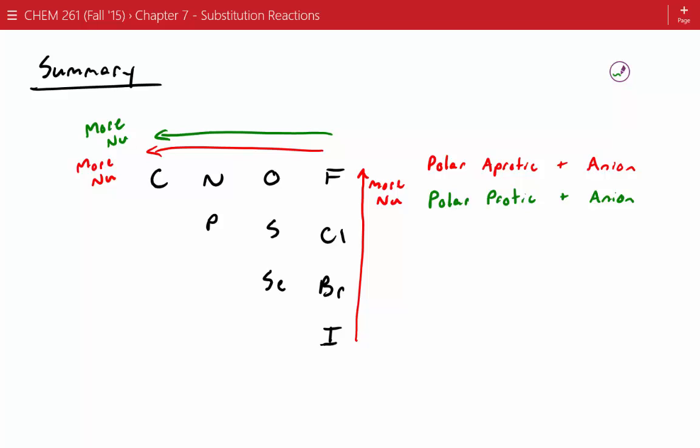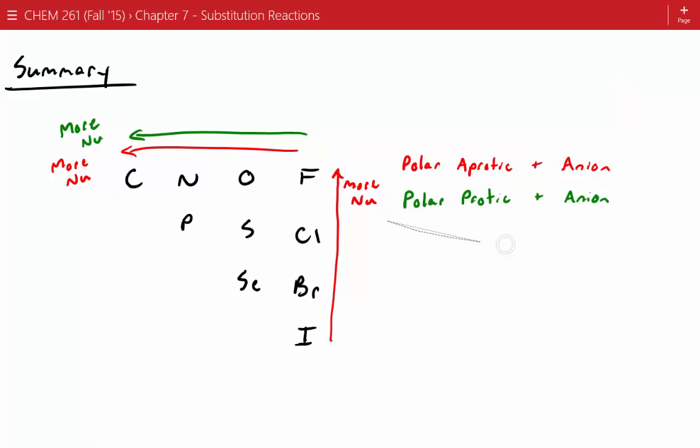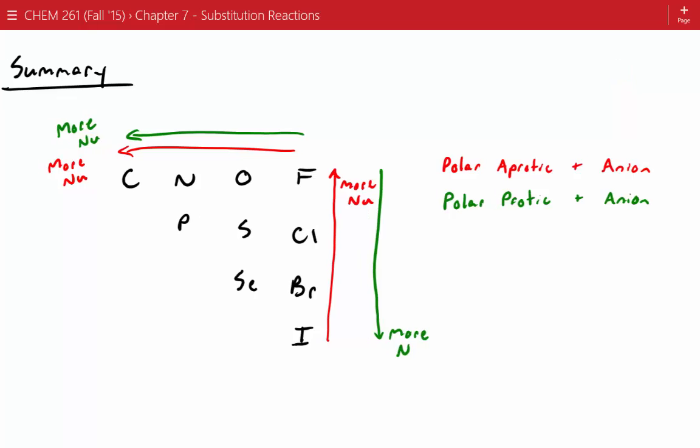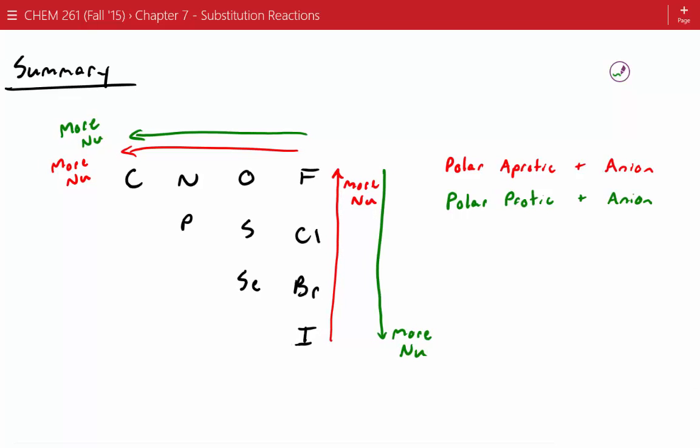The flip-flopped one is when we're looking at the columns, right? So what do you notice about the polar protic plus an anion with the columns? Does it get more nucleophilic as we go up or down? Down. So we can go, all right, this is more nucleophilic as we go down a column. All right, and then what about polar protic that's neutral? Do the trends stay the same as our green arrows, or do they differ at all?